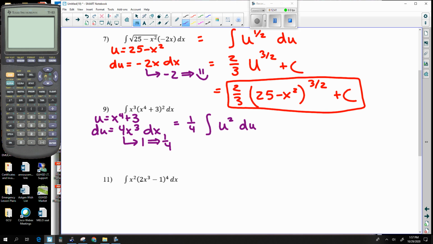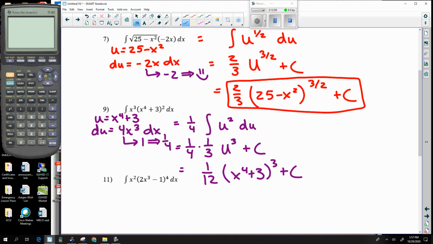Okay. U squared is u to the 3rd, 1/3. There's already 1/4 out there, plus c. So this ultimately is going to be 1/12, u being x to the 4th plus 3 to the 3rd plus c.